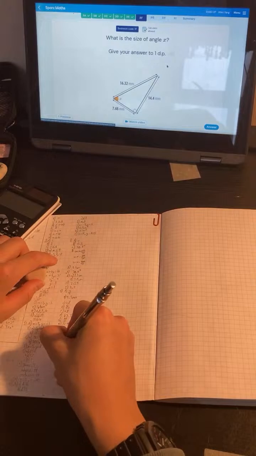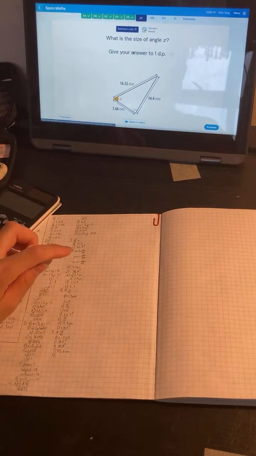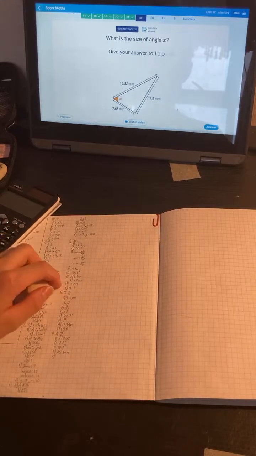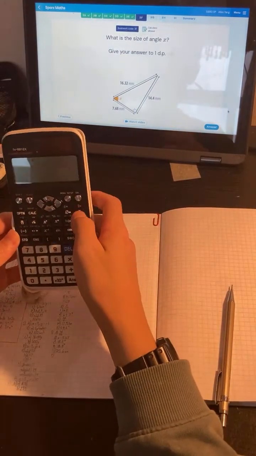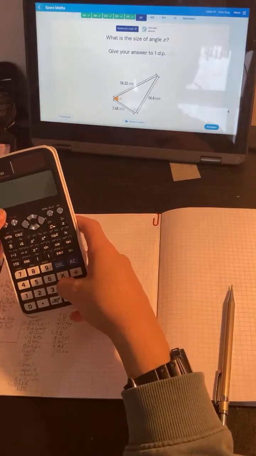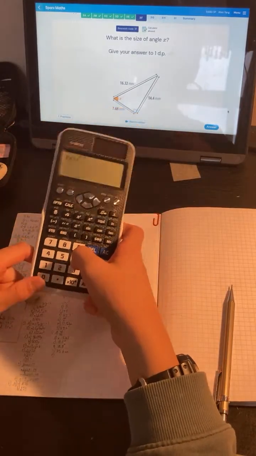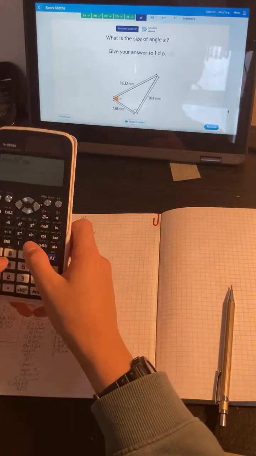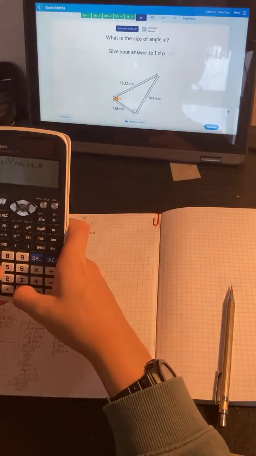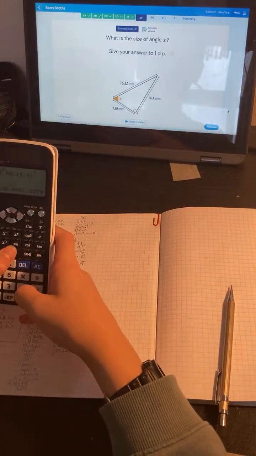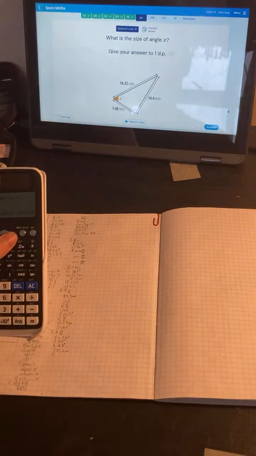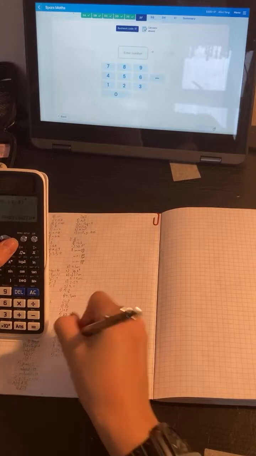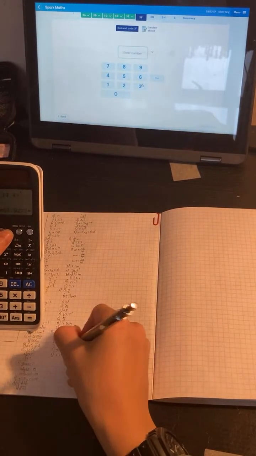Right, F. Calculate your answer to 1 dp. What's the size of angle X? I mean, I'll use tangent. Wait, I'm gonna use a polar. Right, watch this. 7.68, comma, 14.4. Ooh, sheesh. 61.9 degrees.